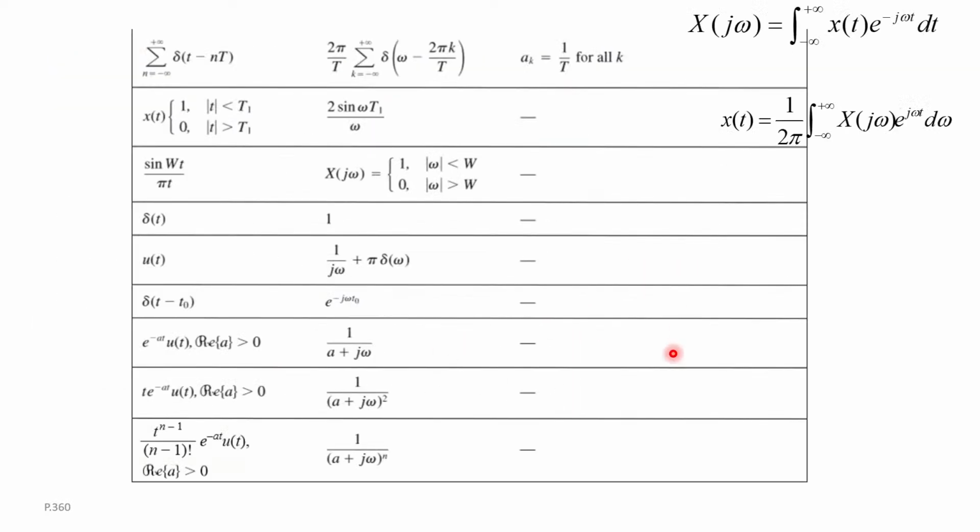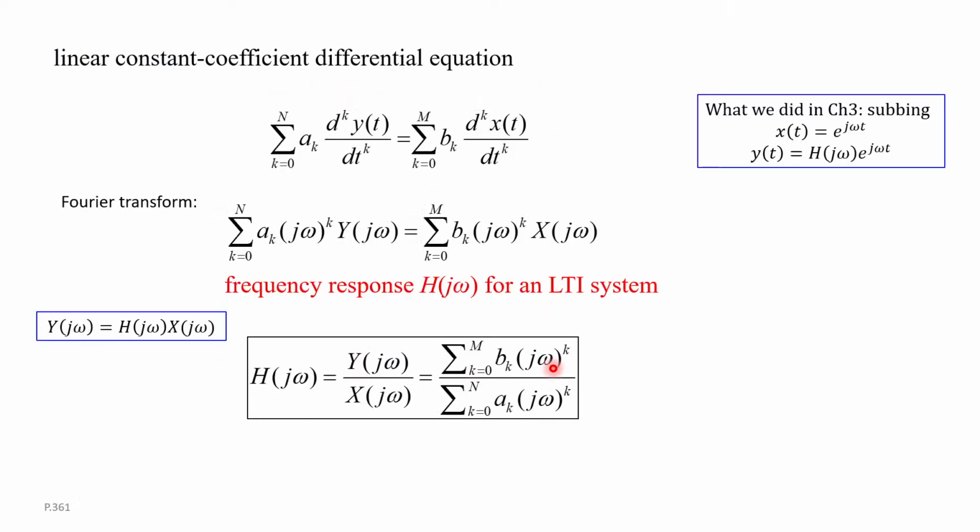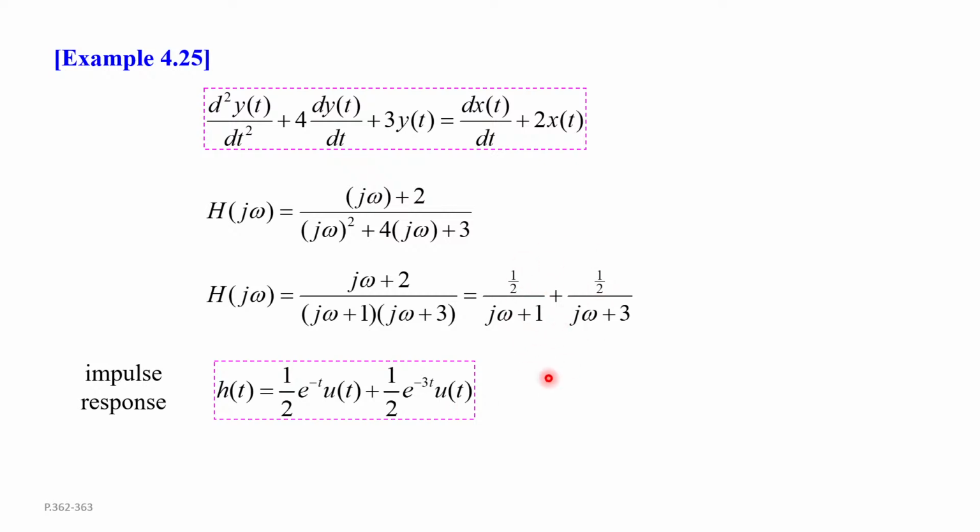Then you get those two terms. This is the thing we talked about, 1 over (a plus j omega). We know their inverse Fourier transform is an exponential decay. So we get two exponential decays: 1/2 e^(-t) u of t, and 1/2 e^(-3t) u of t, with the 3 coming from here. So we get the time response of our system. Any questions? Quite nice.